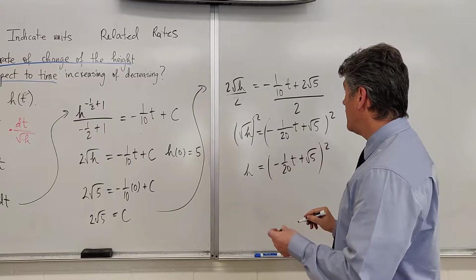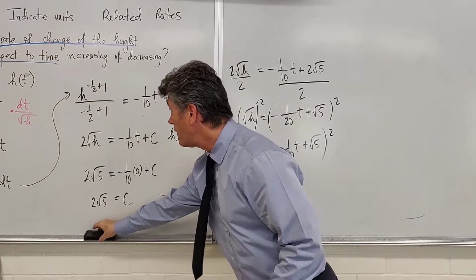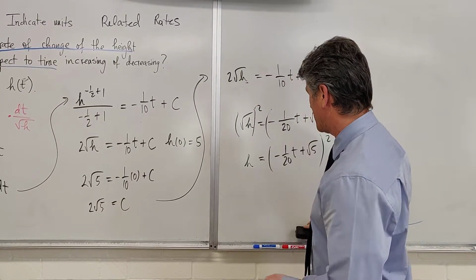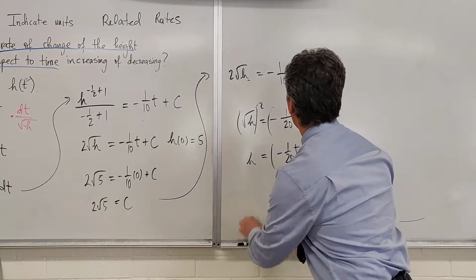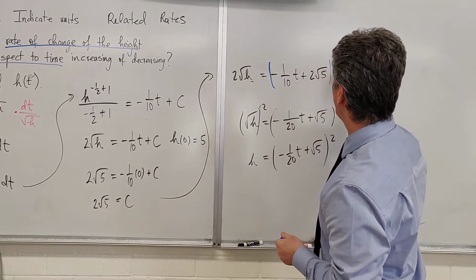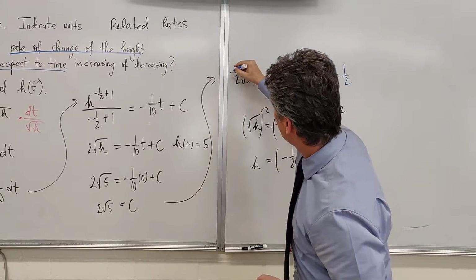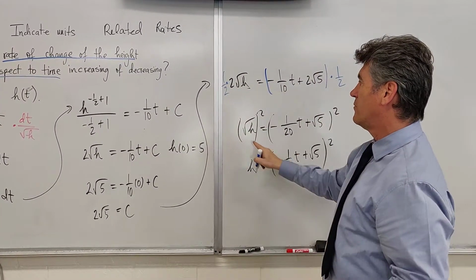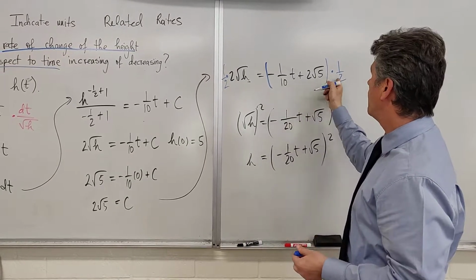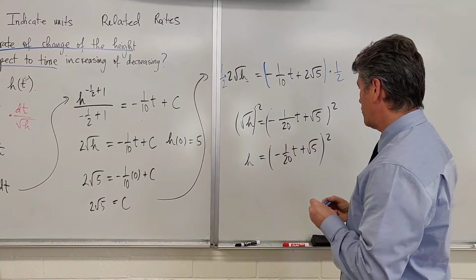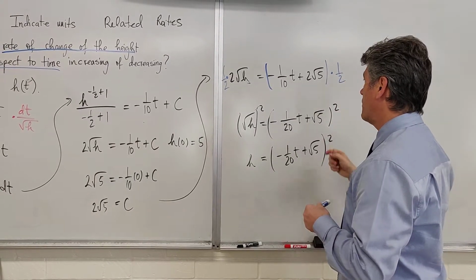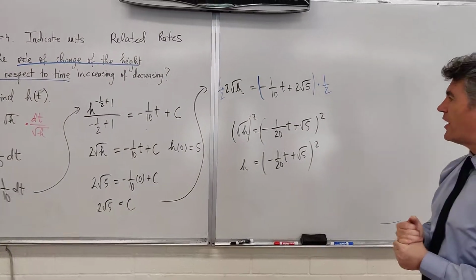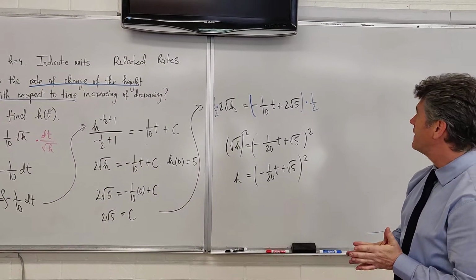Again, square. Because I don't want to cause confusion, we're going to just go one step back, and instead of dividing by 2 on both sides, we're going to multiply by a half. Here we're going to multiply by 1/2. 1/2 of 2 is just the square root of h, and 1/2 times negative 10 is negative 1 over 20. And 1/2 of 2 square root of 5 is square root of 5. Then we square both sides, and we're done. There is your h of t, and that's the last problem.